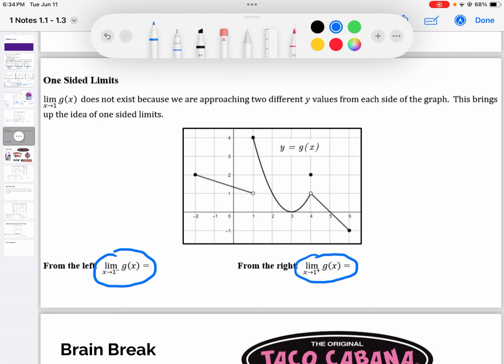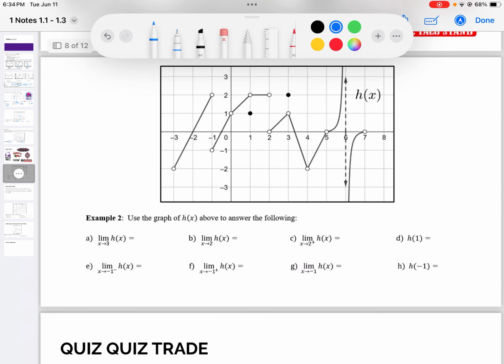All right, the next thing was our brain break, but let's just keep going. Here's a couple more problems that you could do on your own. Pause it right now, see if you got this down, and then come back and check. So we'll kind of speed through this. If you pause it and come back, it says use the graph of h of x to answer the following.